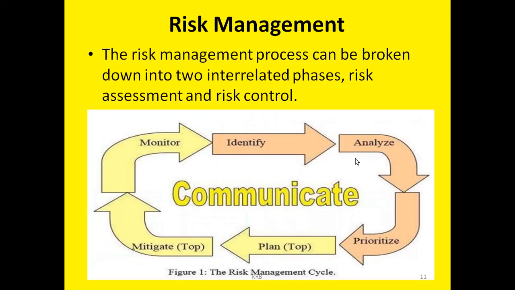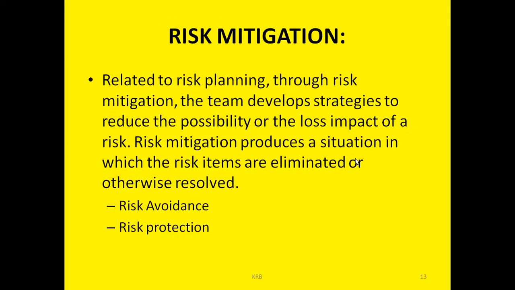As we have seen in the risk management cycle, at the third level is monitoring, and before monitoring the risk comes the mitigation step. Basically, what is risk mitigation? It is related to risk planning. Through risk mitigation, the team develops a strategy to reduce the possibility or the loss impact of a risk. So risk mitigation produces a situation in which the risk items are eliminated or otherwise resolved.